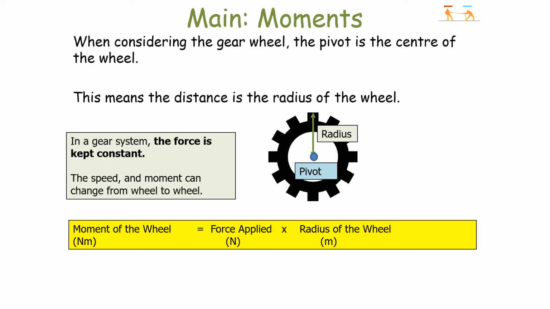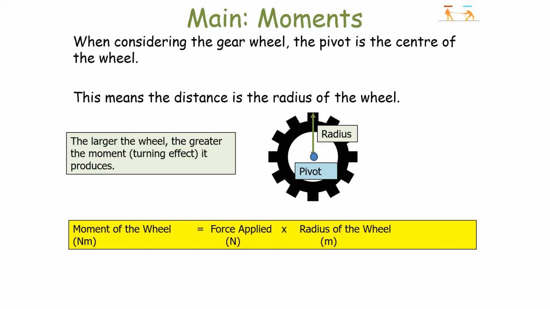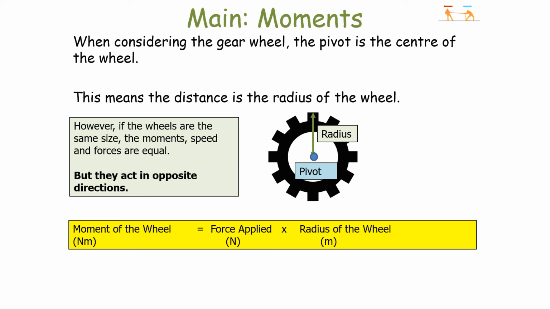Now remember, in a gear system, the force is kept constant across all of the wheels. It's the speed and the moment that can change from wheel to wheel. The larger the wheel, the greater the moment it produces, because the force is the same but the radius of the wheel is larger. But because the wheel is larger, the wheel will spin slower. And remember that if the two wheels are the same size, the moments, the speed and the forces are all equal, but they will act in opposite directions, so will rotate in opposite directions.